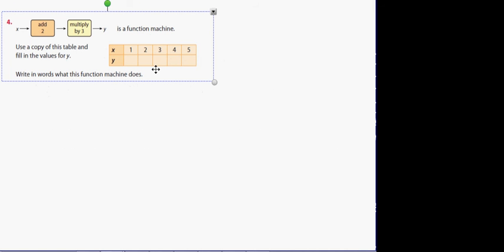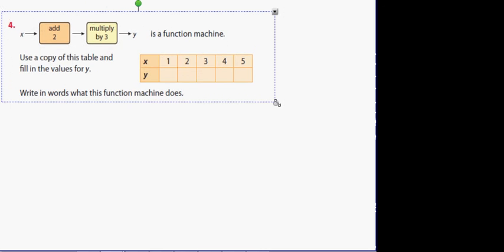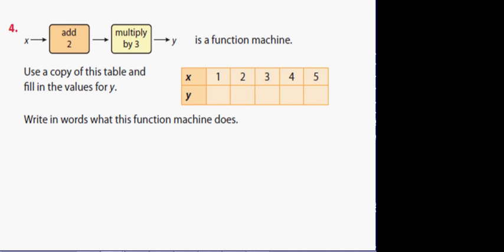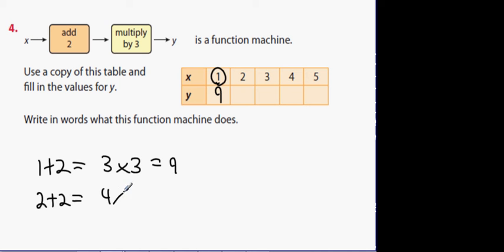Now, copy this table and fill in the values for y. First of all, x equals the number 1. 1 plus 2 is 3. 3 multiplied by 3 is 9. 2 plus 2 is 4, multiplied by 3 is 12. Okay, next one. 2 plus 3 is 5. 5 multiplied by 3.